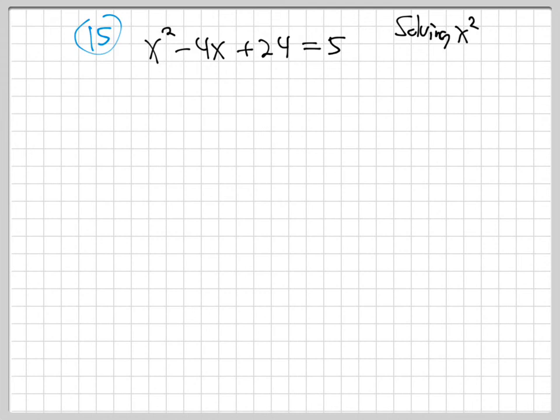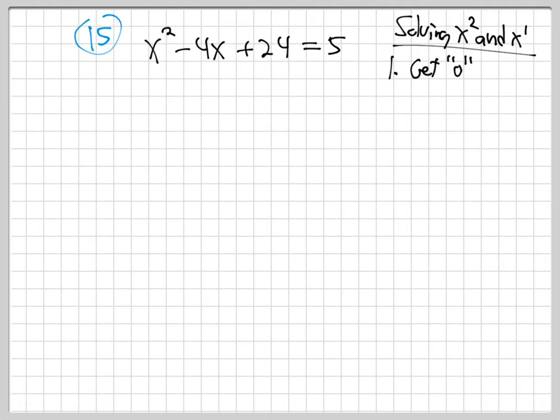So to 15 we go. So I'm going to jump to 15. 15 is x squared minus 4x plus 24 equals 5. Okay, so remember, when solving with x squared and x to the first, what's step 1? Remember, it's to get a 0. So don't jump into the quadratic formula right now. You first have to get rid of that 5.